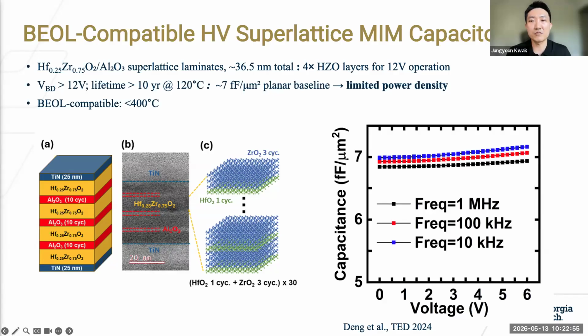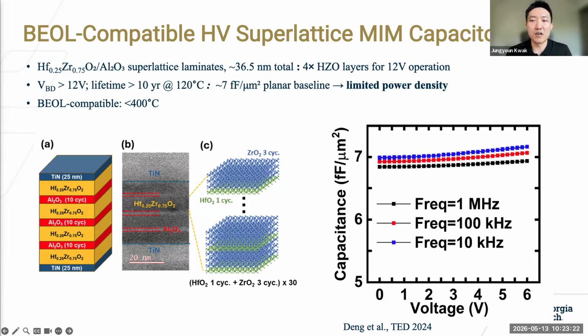The hafnium zirconium oxide has a higher dielectric constant than silicon dioxide or aluminum oxide, giving a capacitance density of about 6.7 femtofarad per square micrometer. The superlattice structure spreads the electric field across the multiple interfaces, pushing the breakdown voltage above 6 or 10 volts.